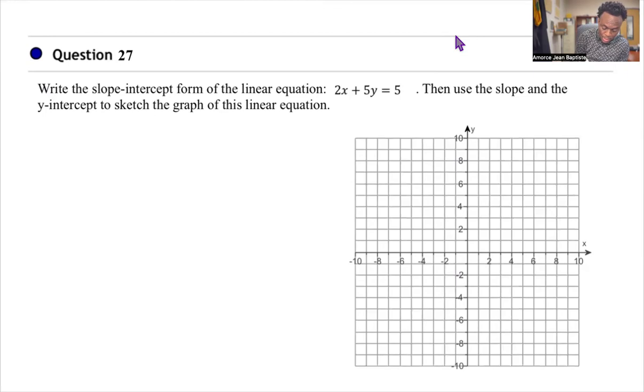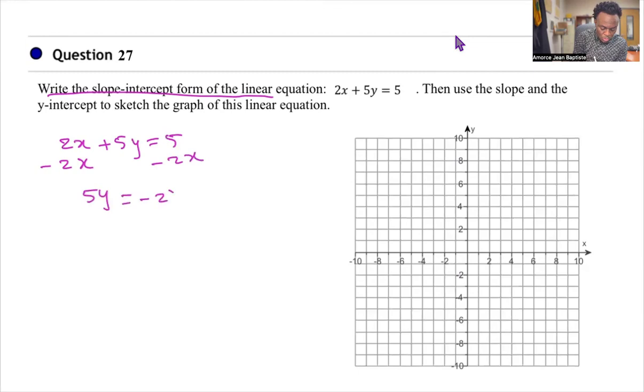So we have, they say write it in slope intercept form and then sketch the graph. We use the slope and the y-intercept to sketch a graph. So 2x plus 5y equals 5. I'm going to subtract 2x on both sides. That's 5y equals negative 2x plus 5. I would divide by 5. Y equals negative 2 over 5x plus 1.